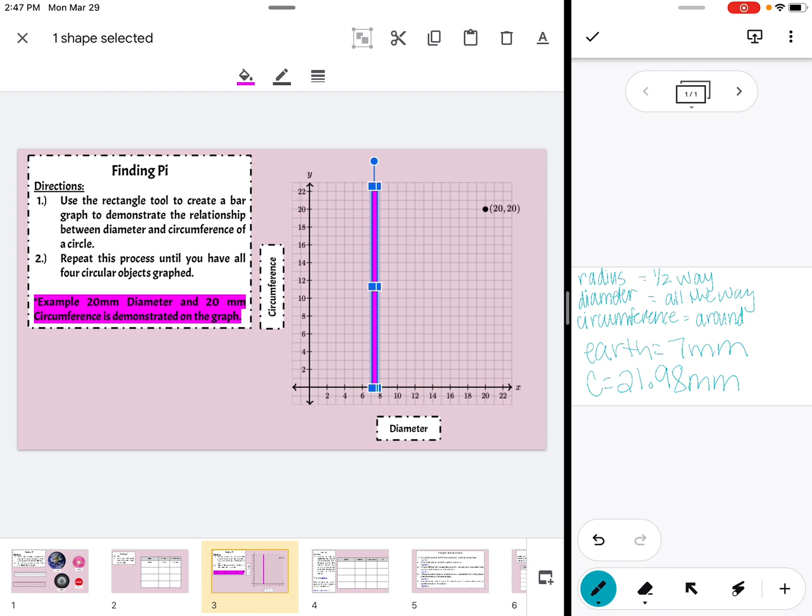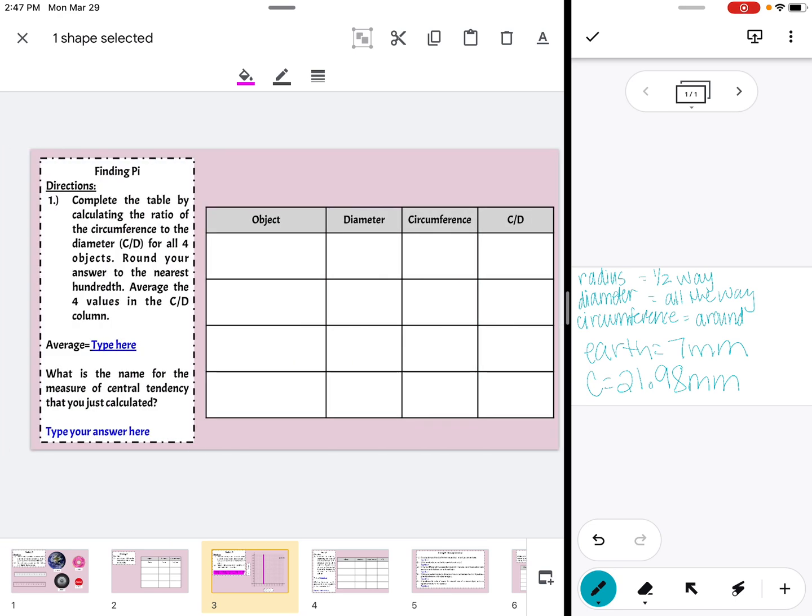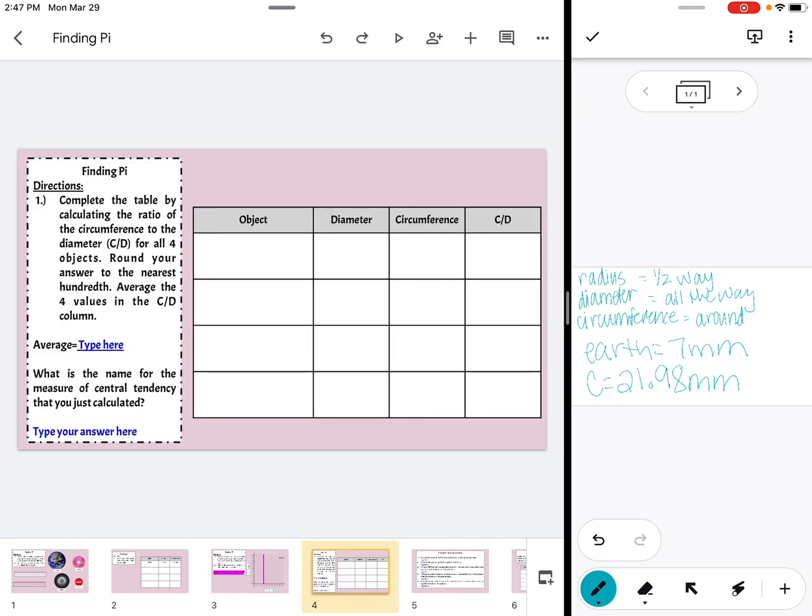Now, you can change the colors if you'd like to, or you can add yourself some new boxes. But what I want you to do is find your diameter and your circumference for each of the examples, the donut, the tire, and the Coca-Cola, and create a bar graph representing that information. Once you've done that, you'll go to the next slide. There's directions on each slide for you to read too. You'll go to the next slide and you're going to put those numbers into your table.